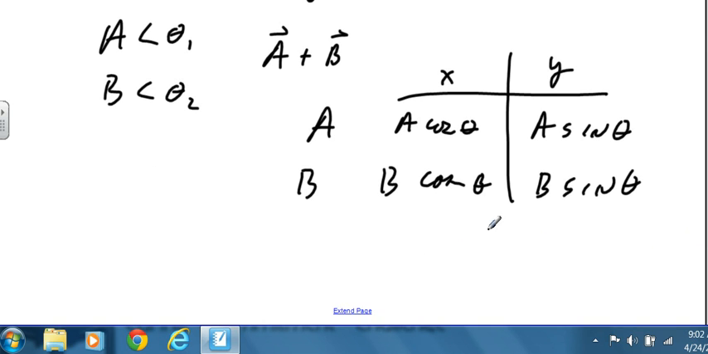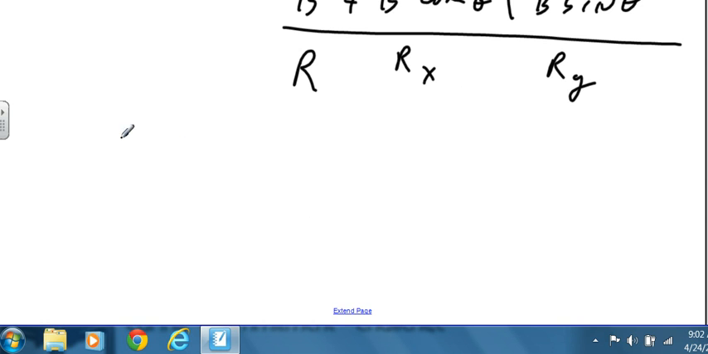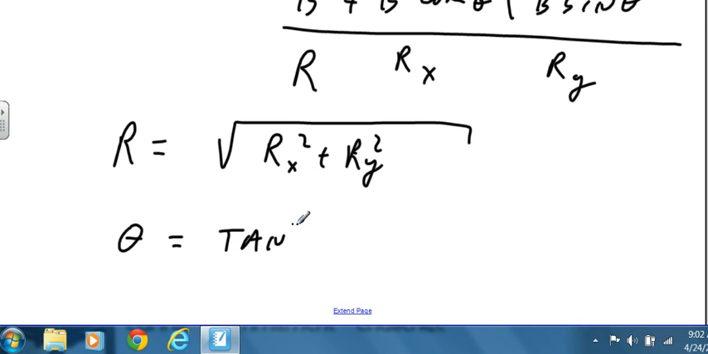And then I can add these components and come up with a resultant vector, r in the x direction, r in the y direction. And then I could say, well, r is going to be the square root of rx squared plus ry squared. And the angle theta is going to be the arctangent of the absolute value of ry over rx.